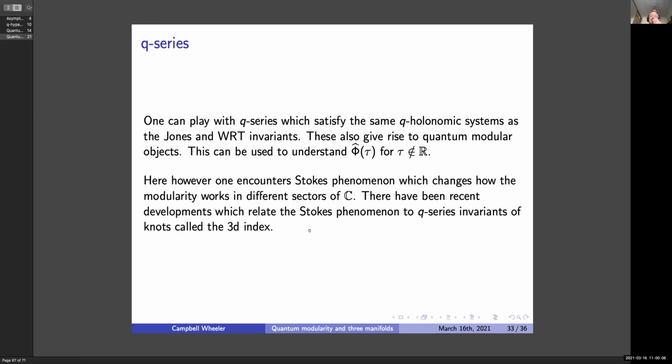But there are some conjectures relating how understanding that Stokes phenomenon relates to Q series invariants of knots, which is this 3D index. And so that should be related to somehow BPS counting or something. But so this is sort of another direction.